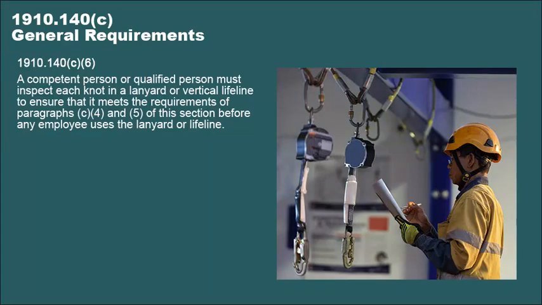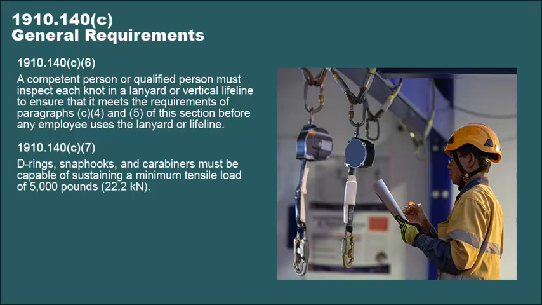1910.140C6 states that each knot in a lanyard or vertical lifeline should be inspected by a competent or qualified person to ensure that it meets the requirements of Section C4 and C5 before any employee uses the lanyard or lifeline. Section C7 states 5,000 pounds should be the minimum tensile load of any D-ring, snap hook, or carabiner.